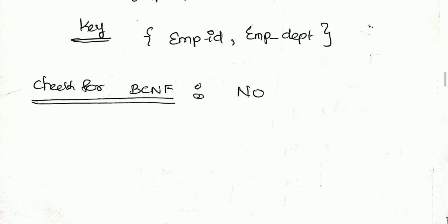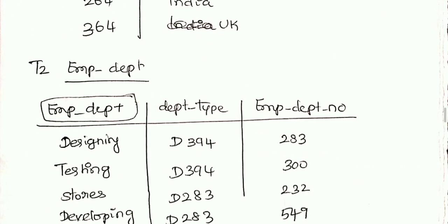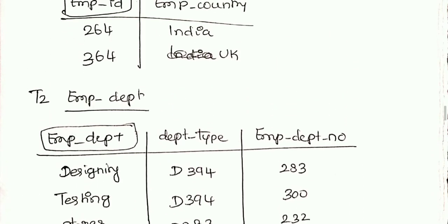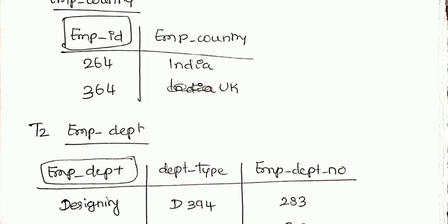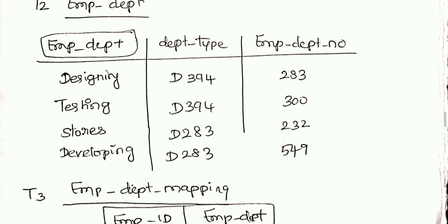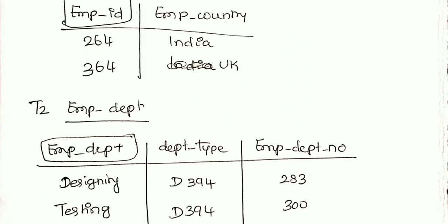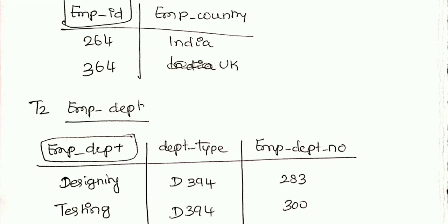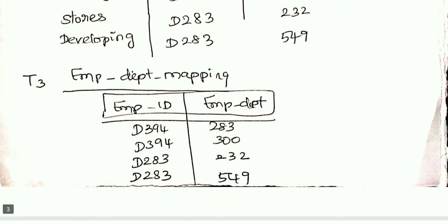So we are going for a third table called the mapping table. In this mapping table, employee ID and employee countries are there, employee department and the department type and department numbers are there. Now we are going to take the super key or the primary key of both the entities. That has to be taken here in order to create your third table.